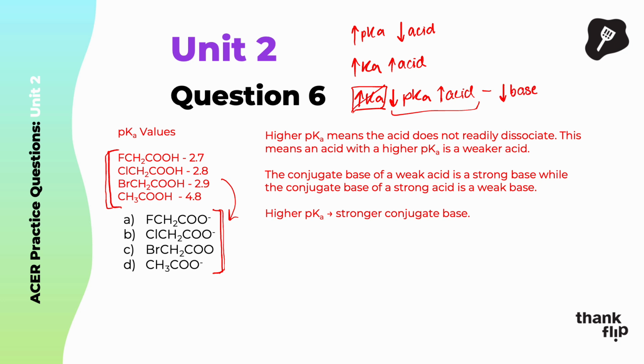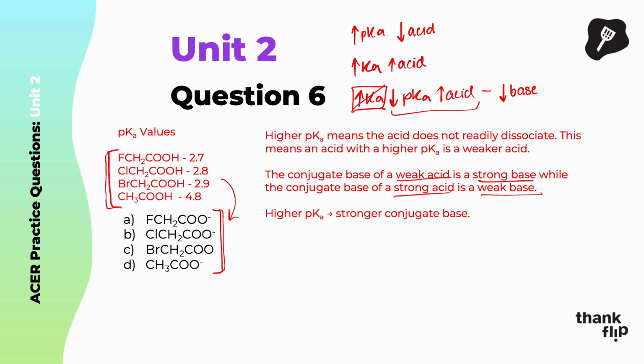I like using these arrows because it makes sense of things quickly in my head, and so this could be useful for the GAMSAT when you're trying to sort through a lot of information. So having little notations like this can be quite useful. So conjugate base of a weak acid is a strong base. Conjugate base of a strong acid is a weak base.